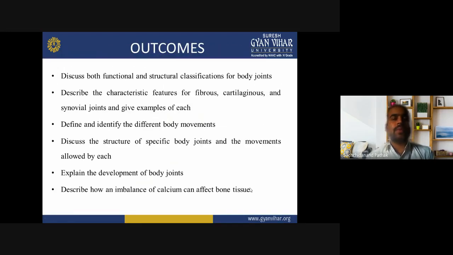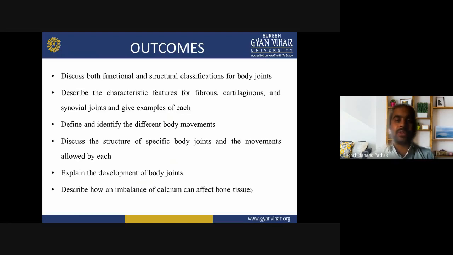After this topic, you will be able to explain the function and structure of the joints, the different classifications of the joints, and how many types of joints are present in the body. You can describe the different tissues involved in joints, like fibrous, cartilaginous, and synovial joints, with lots of examples that I will give you. You can also explain the function, that is, how the joints help in movement.